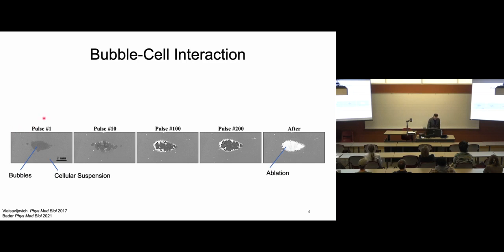As you can see, with the application of multiple pulses to a fixed location in this gel, a different bubble cloud is generated each time. But in the background, it becomes more and more optically transparent until at the end, the cells have broken down to the point where their optical properties have changed such that this is now optically transparent. And so this phantom is considered ablated. So we've completely decimated the cells.